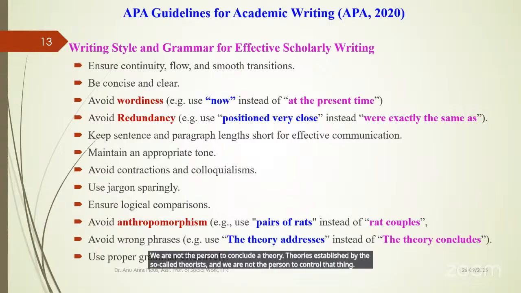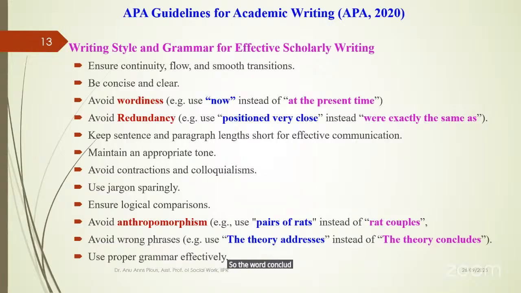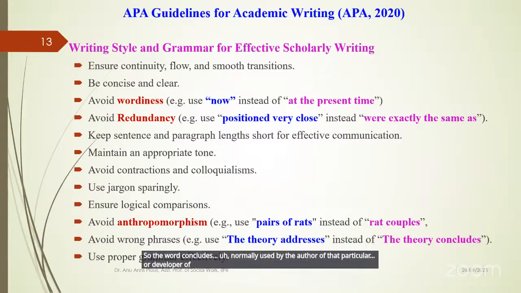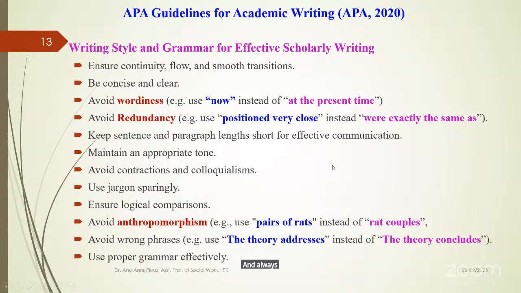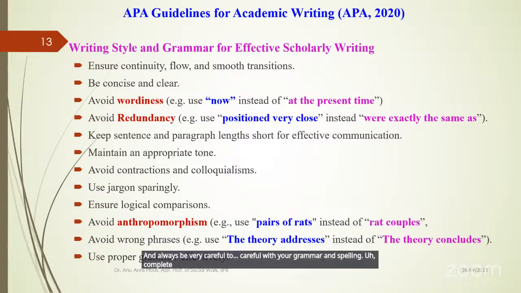Instead, if you are taking one particular theory and writing it in our research study, we have to write "the theory addresses." The word concludes is normally used by the author or developer of that theory. So when we are using it, we should use different words which indicate that we are adopting the theory and explaining our research study. And always be very careful with your grammar and spelling in the complete report.